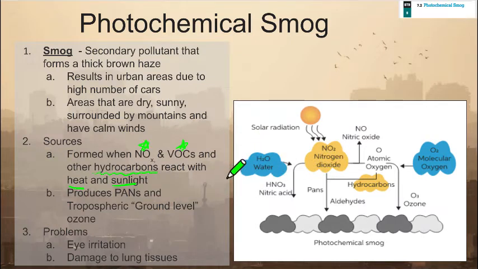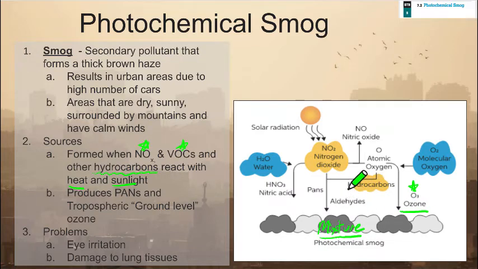Ultimately, some of these other pollutants that are formed are things called PANs and aldehydes, and these PANs and aldehydes combine with ground level ozone to form smog and nitric acid and a bunch of other things. So smog is a bigger mixture of pollutants, and that's the easiest way for me to distinguish it from ozone, because here's ozone formation. We talked about that. That's one of the things.